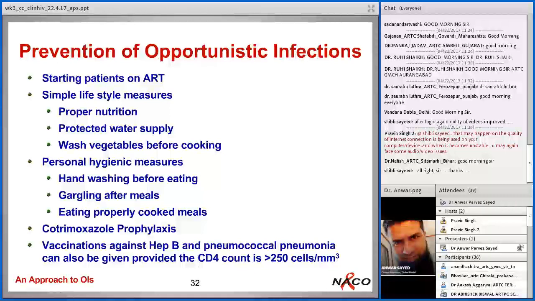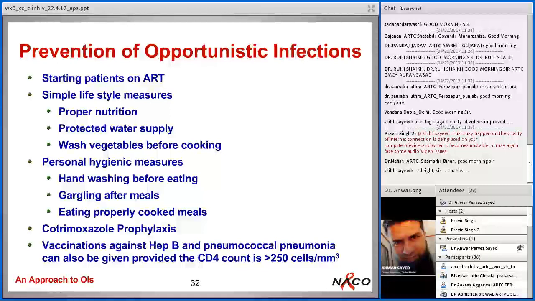Then simple lifestyle measures like proper nutrition, protected water supply, washing vegetables before cooking. These are simple measures which will avoid the entry of organisms into a person's body. Then personal hygiene, like hand washing before eating, gargling after meals, eating properly cooked meals, or brushing teeth regularly, especially during night time. All these things are important for PLHIV to avoid infections.